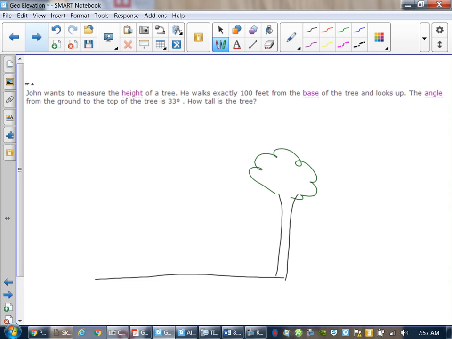So, when you walk out, you have to think of walking generally as a horizontal action. You don't normally walk vertically. It's very difficult. So here's your 100. And it says the angle is 33 degrees from the ground. Which means you're trying to find what part of a right triangle?